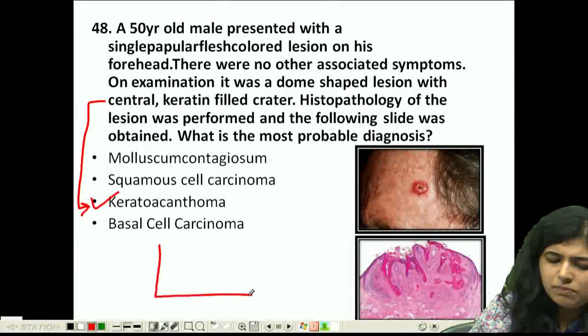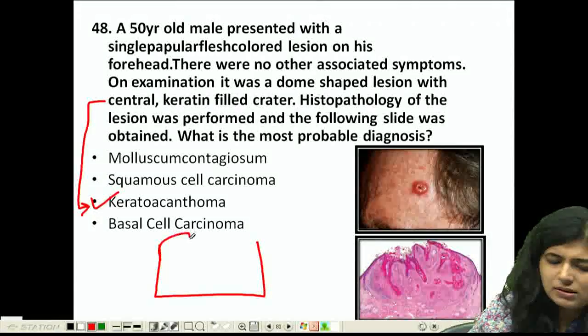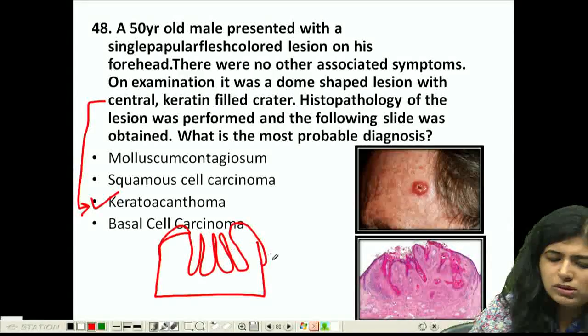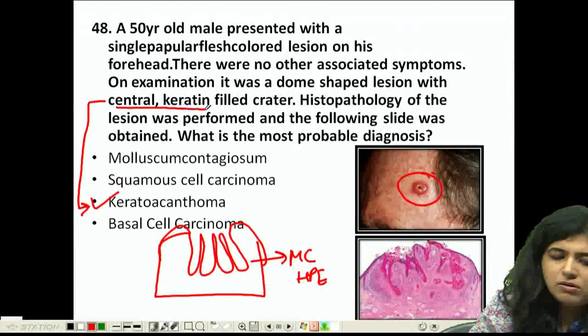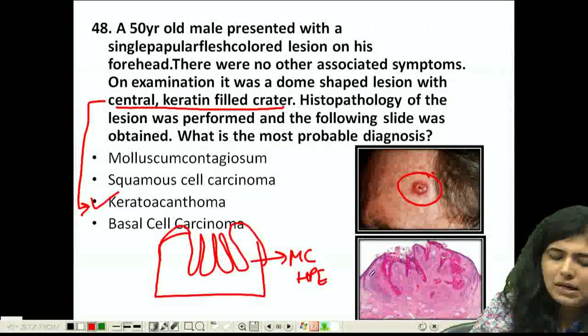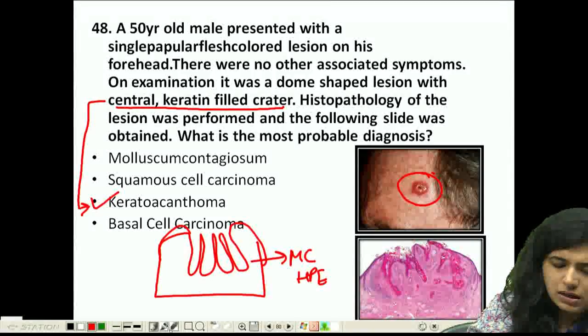What was the molluscum histopath? Molluscum was like this. There were these bands which were coming, right? This was molluscum histopath. Here you don't see that. Here you see very irregular structure. Does not look like molluscum. Please don't confuse. Look at the image. Read the text. Come to the diagnosis.